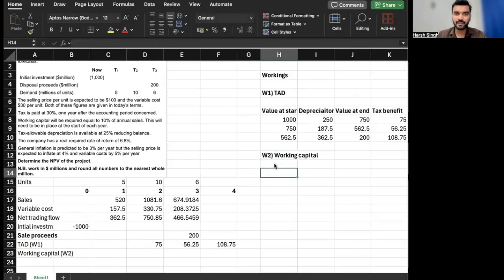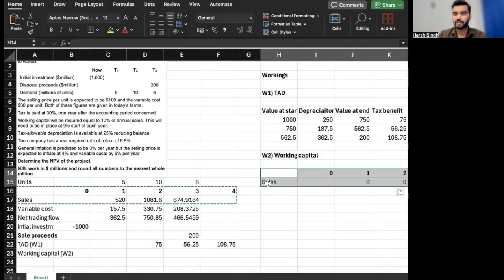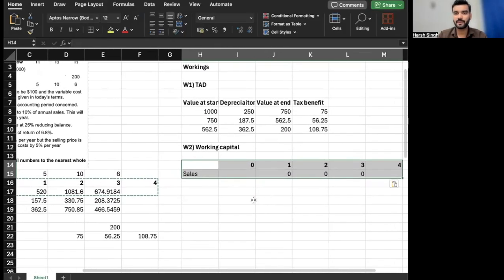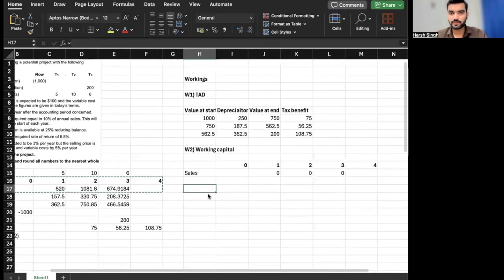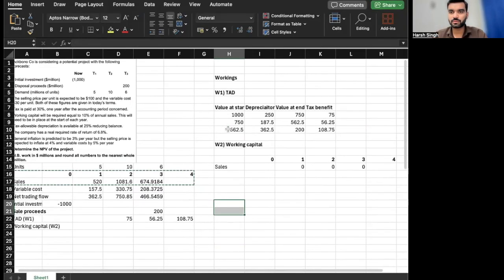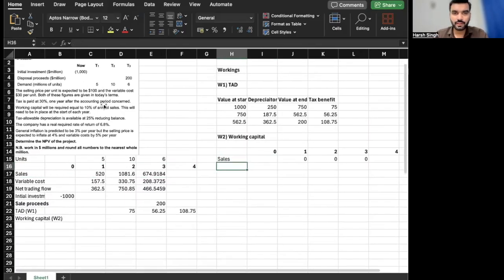Now working capital is 10% of annual sales. So first of all, why don't I take up the sales part? I can simply copy paste it. It will be easier for me, right? So now, sales I already have. It will be 10% of annual sales.